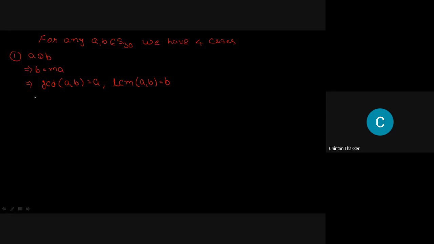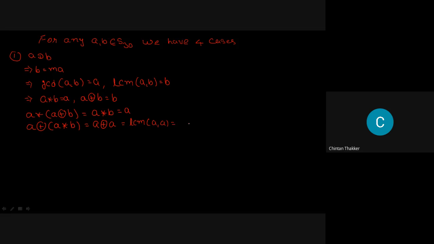So here this gives A star B equal to A and A ring sum B equal to B. So A star (A ring sum B) is equal to A star B, but A star B is A. Then A ring sum (A star B) is equal to A ring sum A, since A star B is A. A ring sum A means LCM of A comma A. The LCM of A comma A is A. So in this case, the absorption law is satisfied.